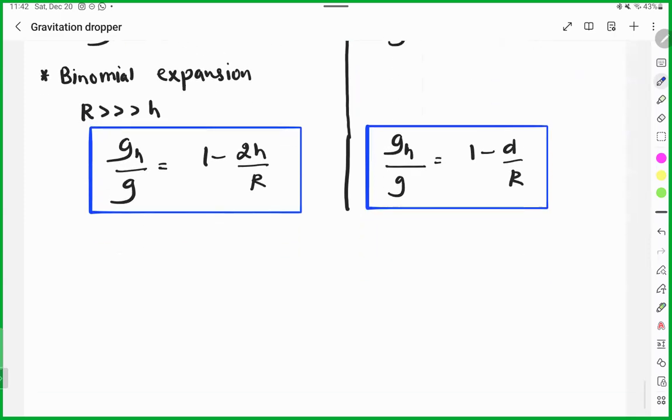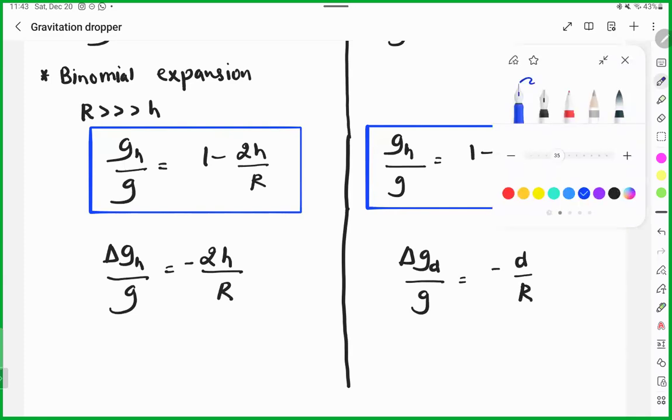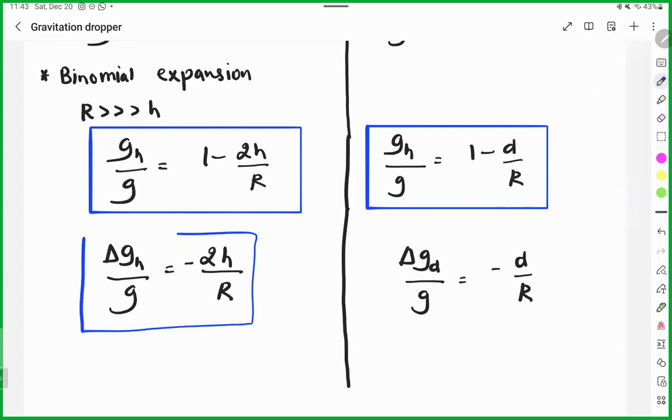Okay. And last, if you take change delta g_h by g, it will be equal to minus 2h by r. And if you take delta g_d by g, it will be equal to minus d by r. Yes or no, guys? Yes, sir. We made a summary of what we did in the last two topics, and you can compare.